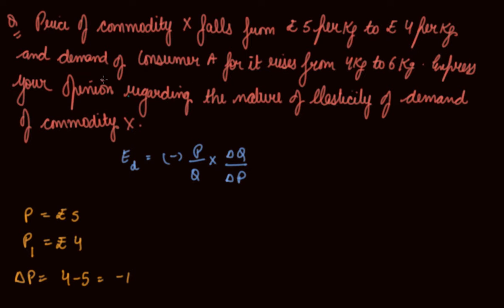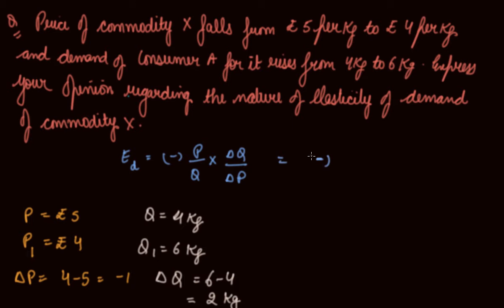Now, the demand of consumer A for it rises from 4 kg to 6 kg. See, the initial demand was 4 kg, the new demand is 6 kg. So change in quantity demanded is 6 minus 4, that is new minus initial, 2 kgs, right? So we can put it into the formula, which means minus, what was your P? Your initial P, 5, your initial Q was 4 kg, into change in Q is 2, and the change in price is minus 1.